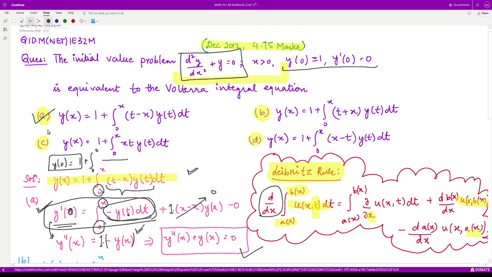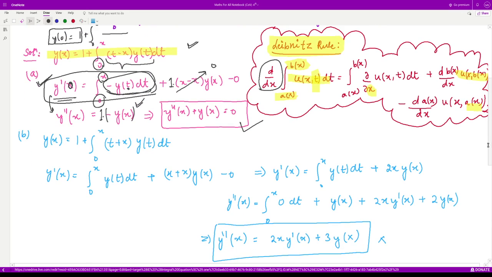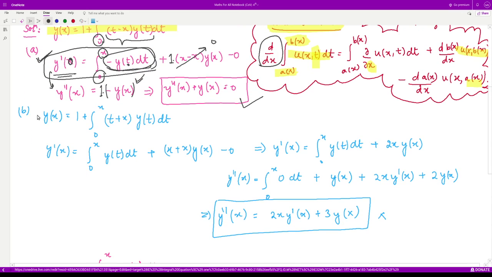So we got one correct option, but because this is a multiple choice question, we have to check for other options also. So let's do it quickly. For the second option, we are given y of x as this. So we can differentiate it once.